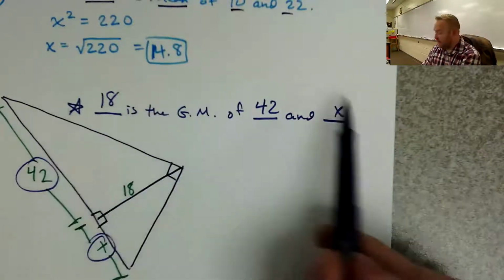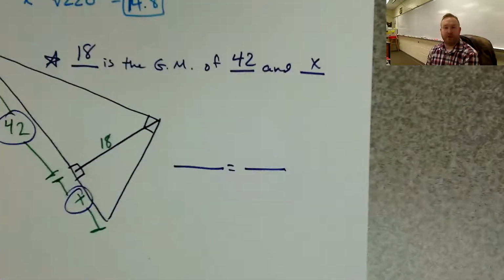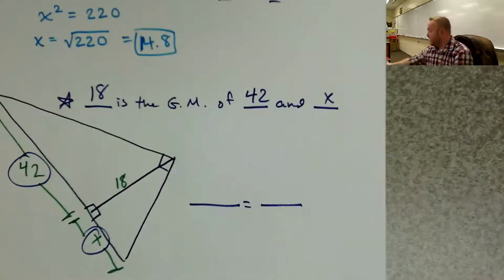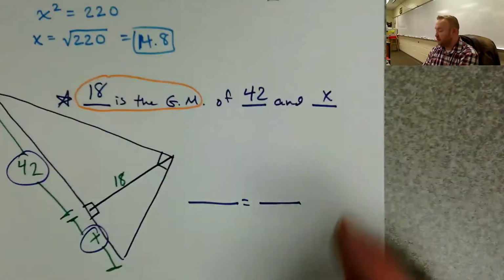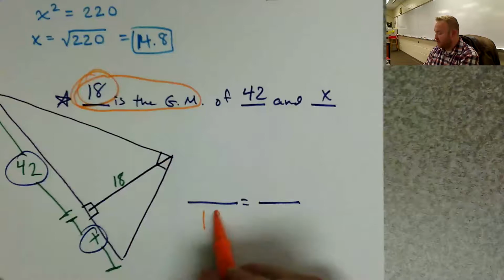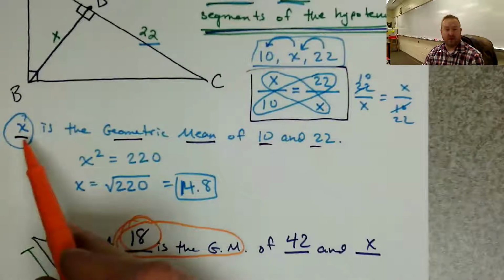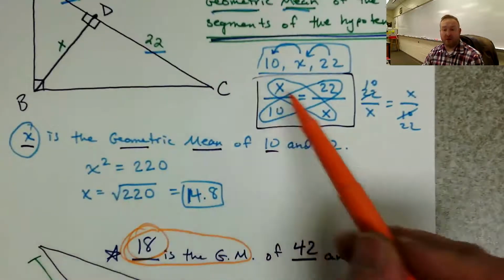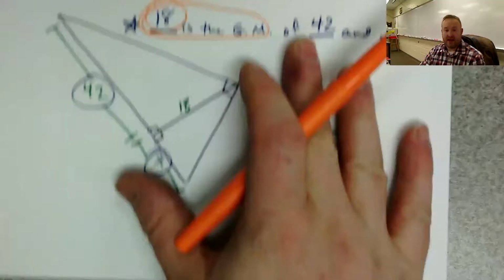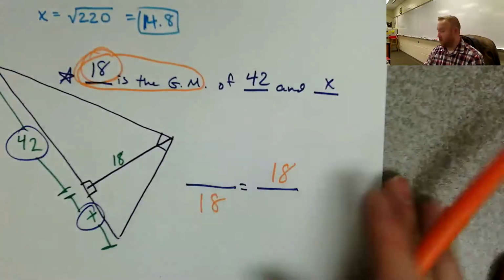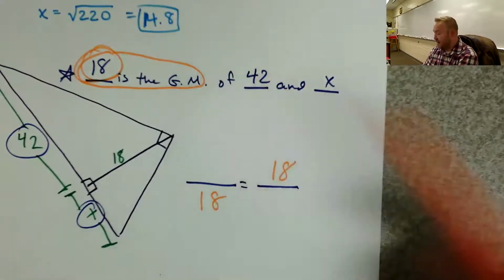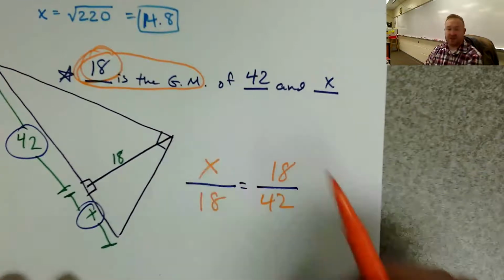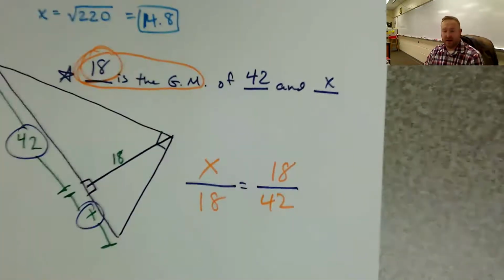Once you've got this statement made, you should be able to set up your proportion. Whichever number is the geometric mean, see, here it says 18 is the geometric mean, that number is going to go diagonal from itself. Now, last time X was the geometric mean. So in our proportion, X went diagonal from itself. Now, 18 is the geometric mean. So 18 goes diagonal from itself. It's the geometric mean of 42 and X. So the 42 and the X just fill in the other spots. And there you go. Okay.